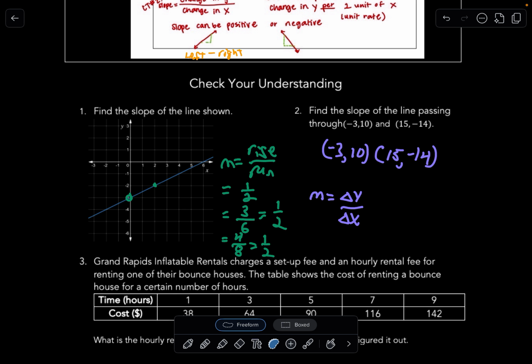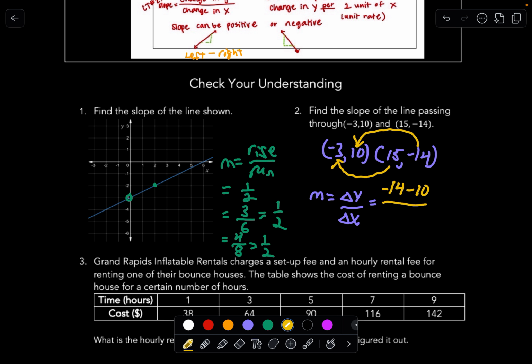So what does that mean? That literally means the change in y will be the difference between those two numbers. So I would probably say it's negative 14 minus 10. Okay, notice I included the sign. Over. Now notice I put negative 14, so I'm doing this. Negative 14 minus 10. So when you do the bottom, the x's, you have to do it the same way.